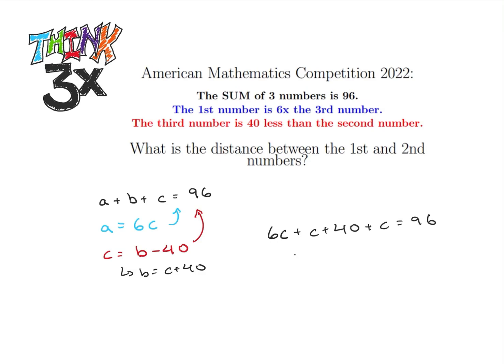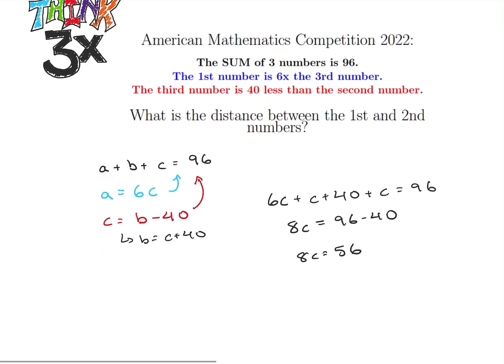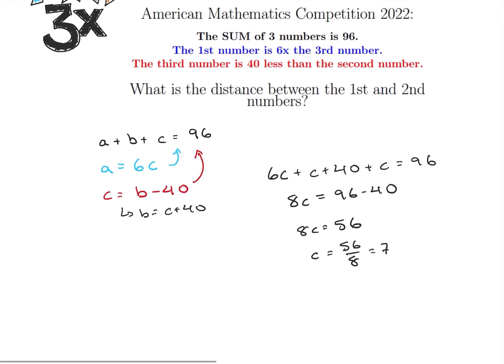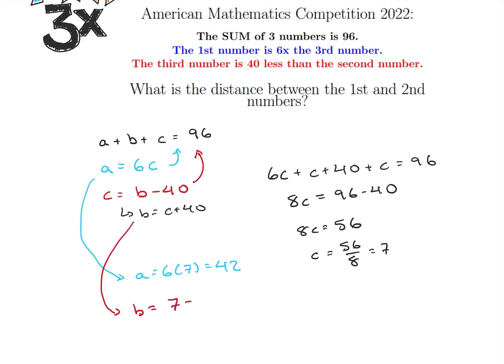I can combine my C terms, so I get 8C equals 96 minus 40. So 8C is equal to 56. That tells me that C is equal to 56 over 8, which is 7. Now I can go back to these other equations. If I know C is 7, then A is 6 times 7, which is 42. And if I know B is C plus 40, I know that B is 7 plus 40, which is 47.